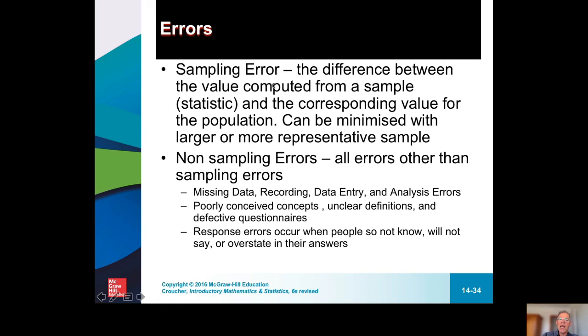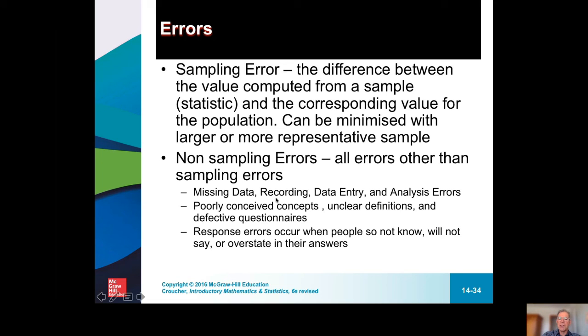A sampling error is any time when our sample is not representative of the population. So anything that causes some difference between our sample measure, our statistic, and it's a misrepresentation of the rest of the population. And a non-sampling error is any other potential error that could occur other than sampling errors.